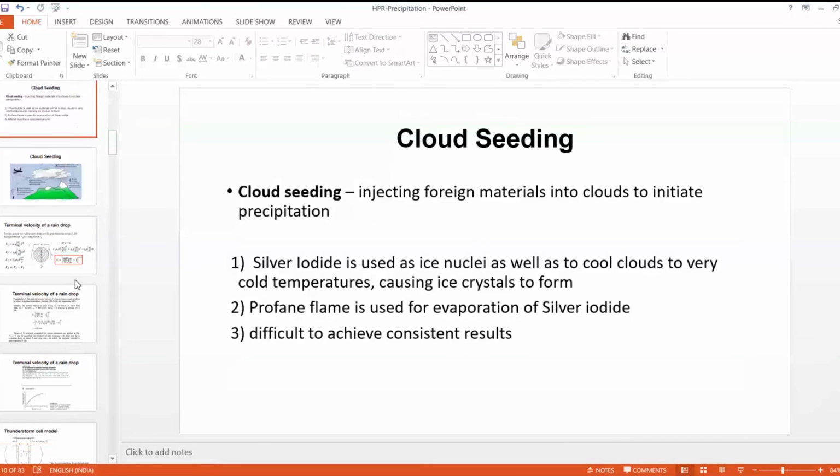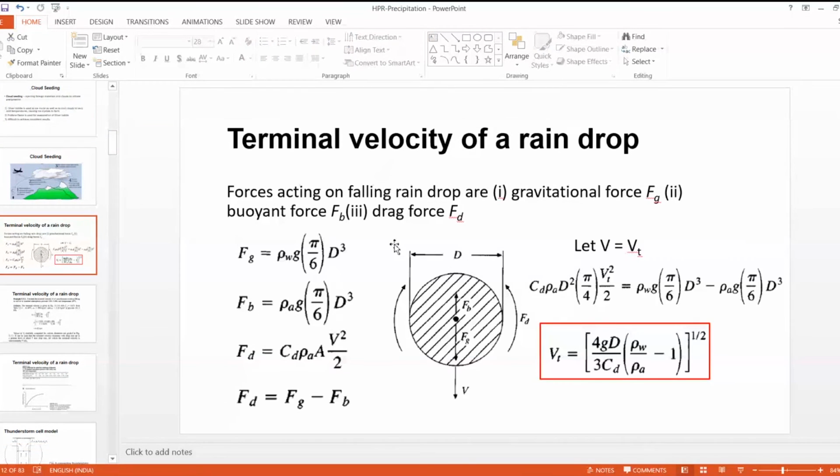Then we discussed the terminal velocity of a raindrop. There are three kinds of forces acting on a falling raindrop: gravity, drag force, and buoyant force. When they are in equilibrium, the raindrop attains a terminal velocity, which is computed by this formula.